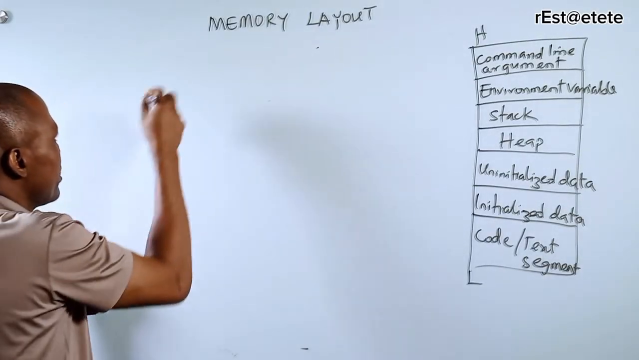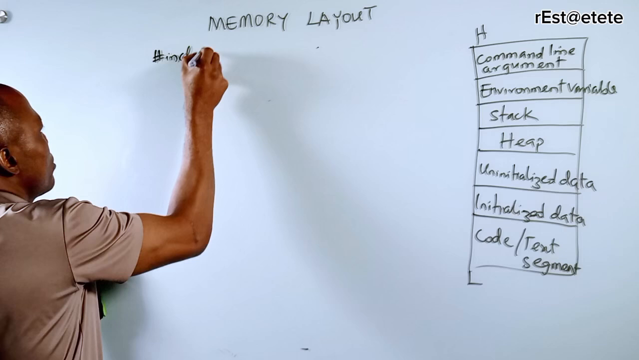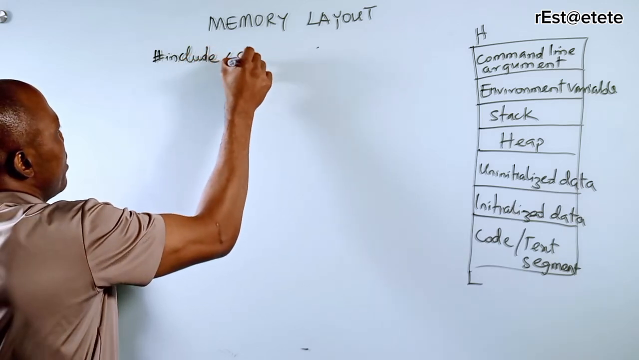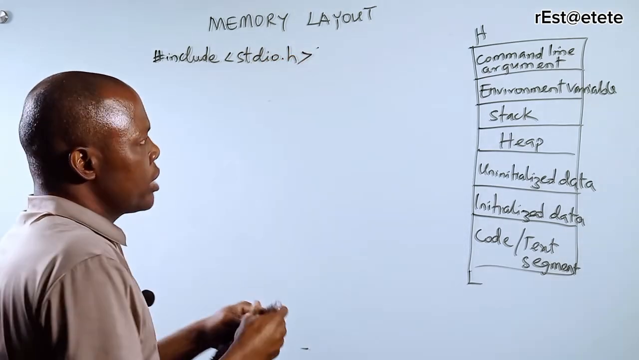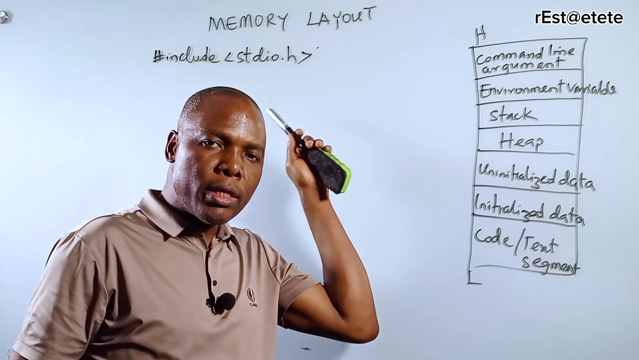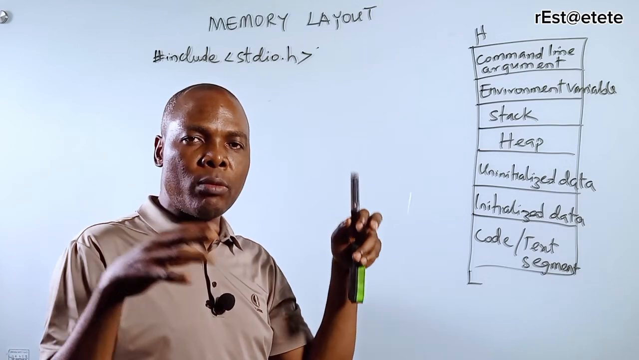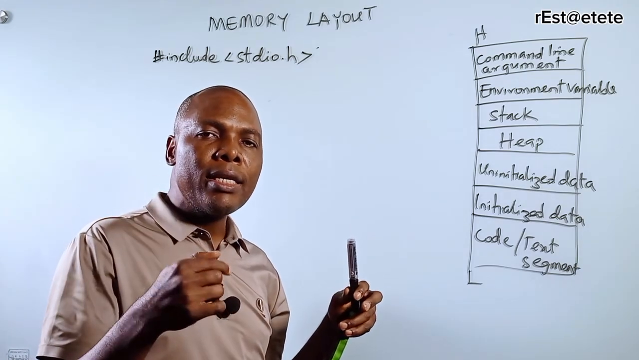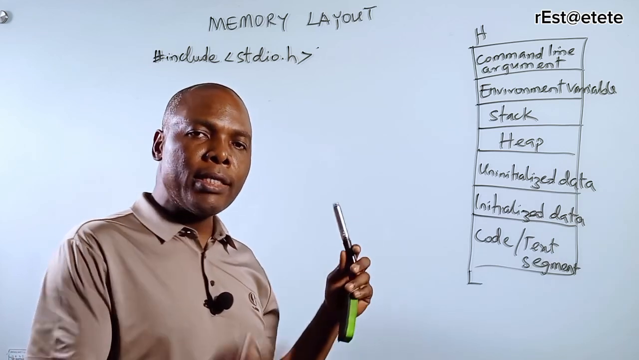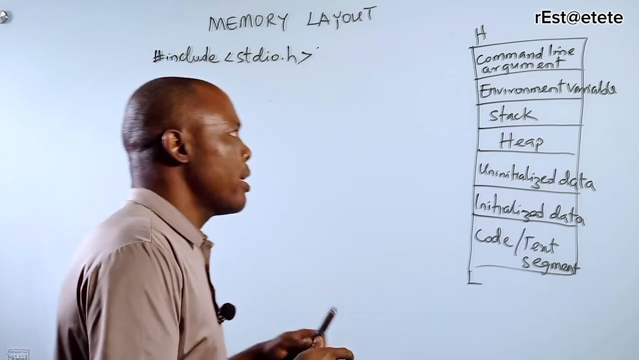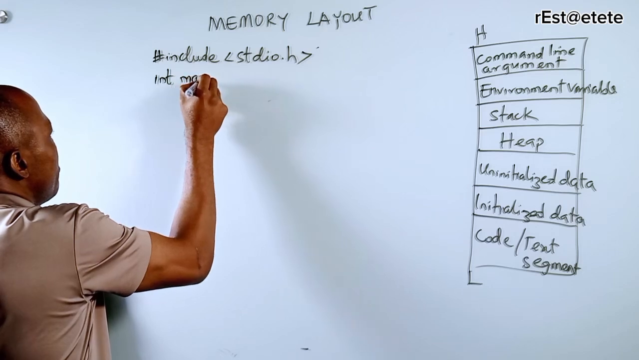Now let's say I write something like this. Include stdio.h. So this command line argument uses the first incarnation of main, where you have parameters supplied. Think of that one as the time before the fall of man, and think of the second one as after the fall of man. So in this first one, I will say int main.